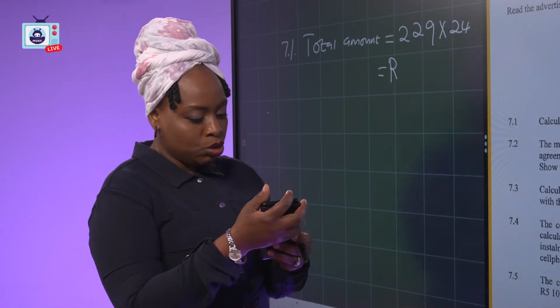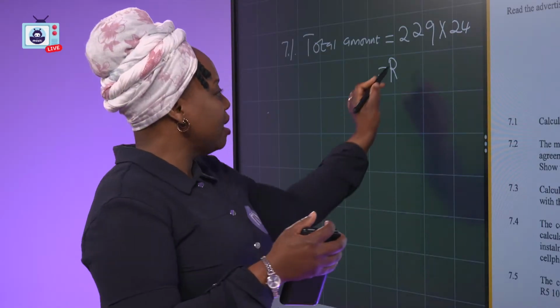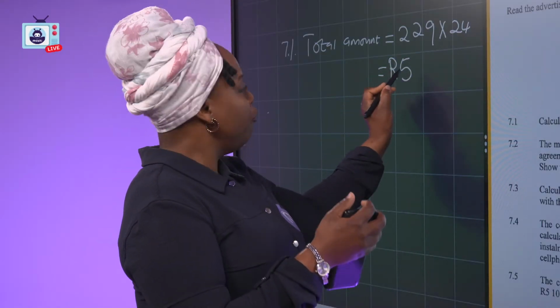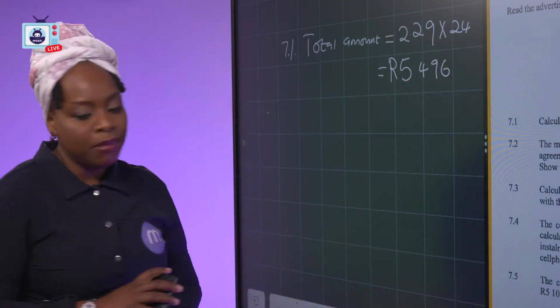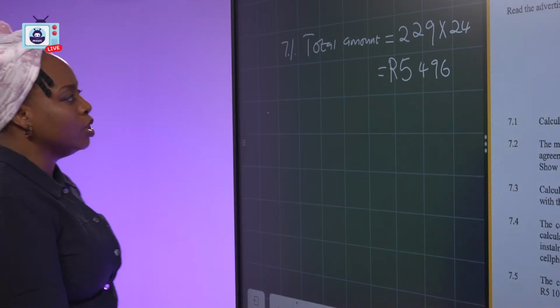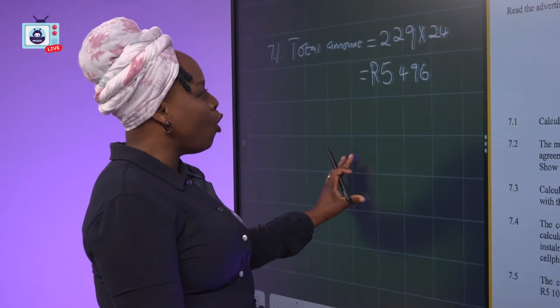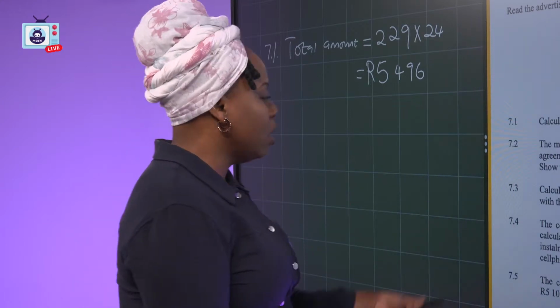So that is 229 multiplied by 24, which gives us 5,496 as the total amount that you will have to pay if you are paying 229 per month for 24 months. Then you get your 1 mark. That is how they do it.